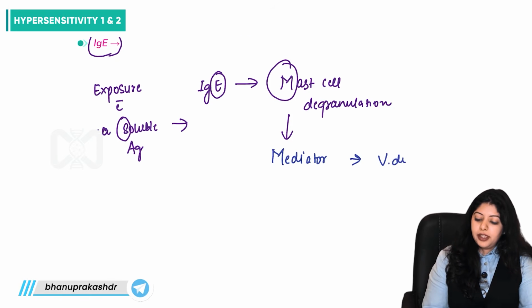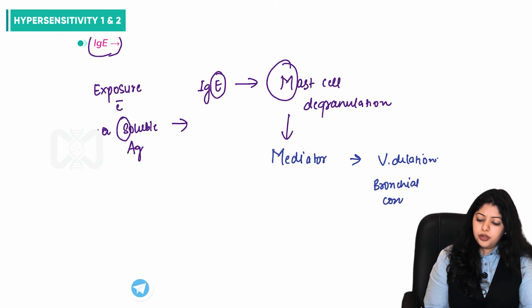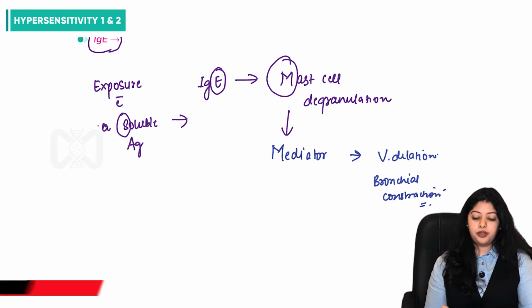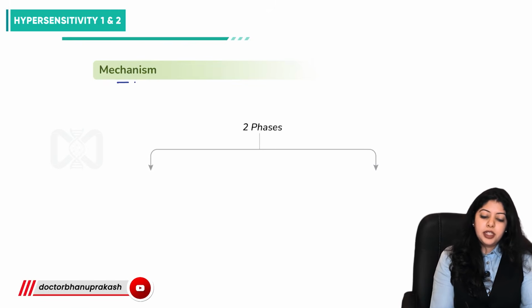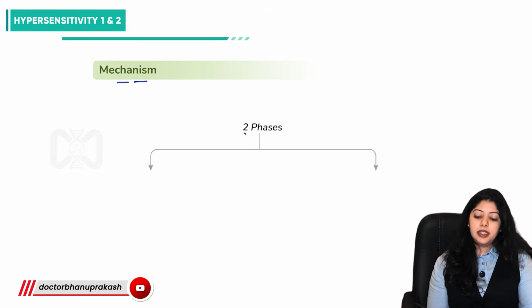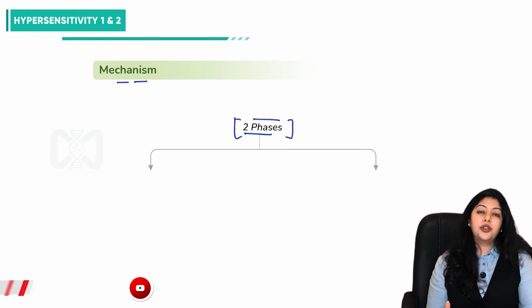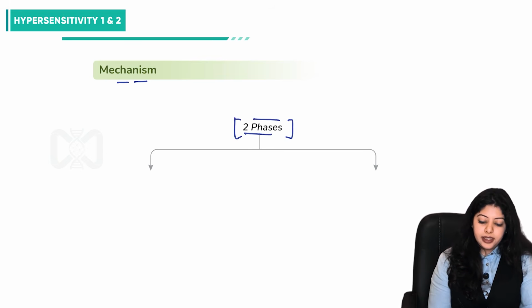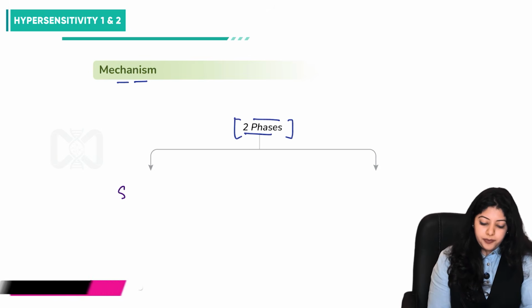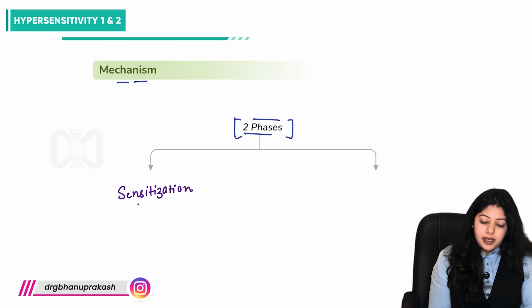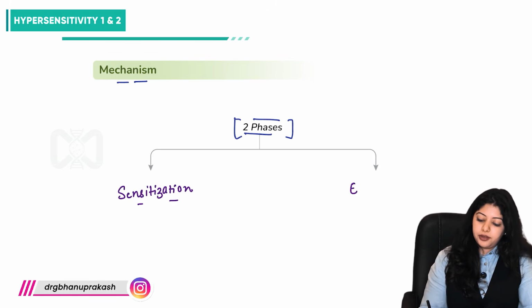There can be vasodilation, there can be bronchial smooth muscle contractions majorly, and other inflammatory reactions. Hypersensitivity type 1 comes as a reaction in two phases. One is the sensitization phase, and the other one is the effector phase.